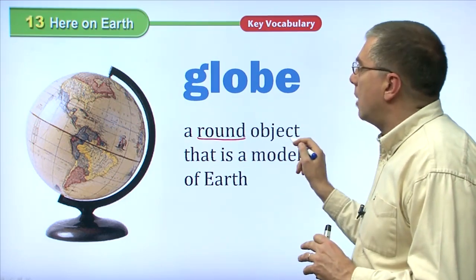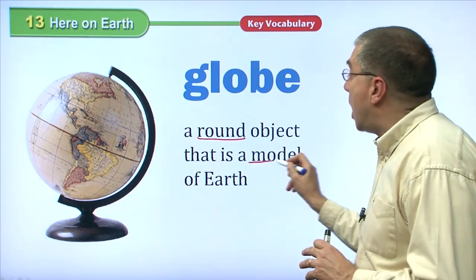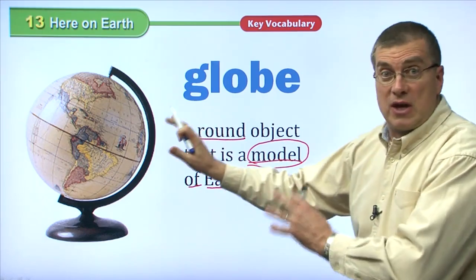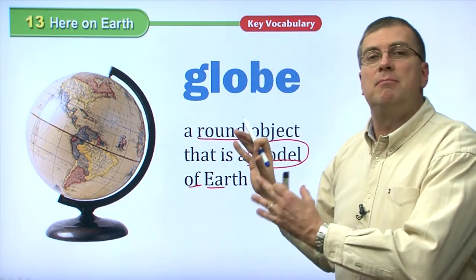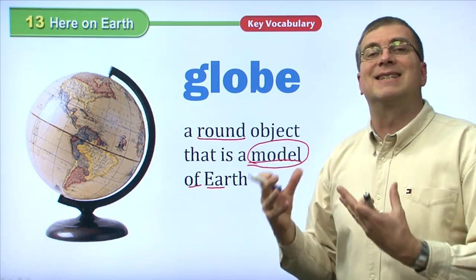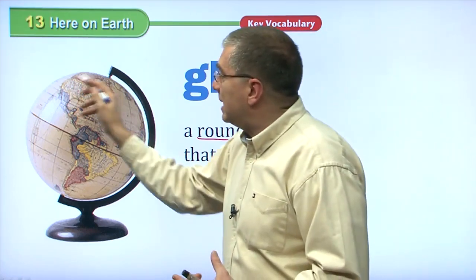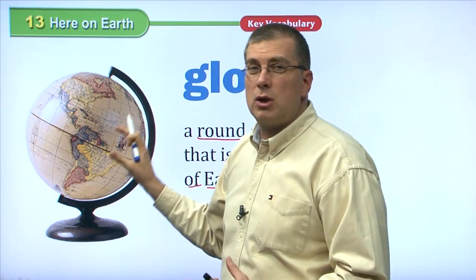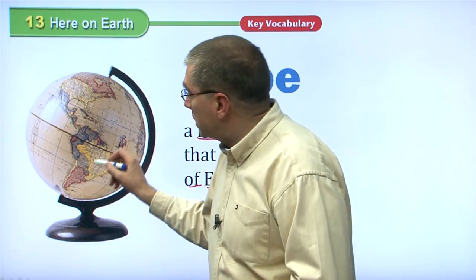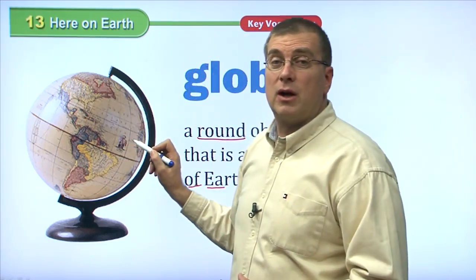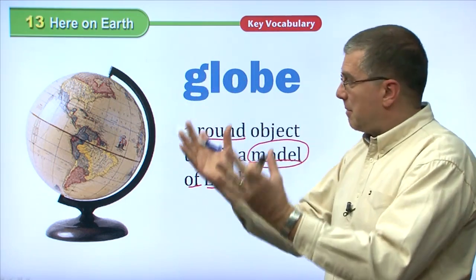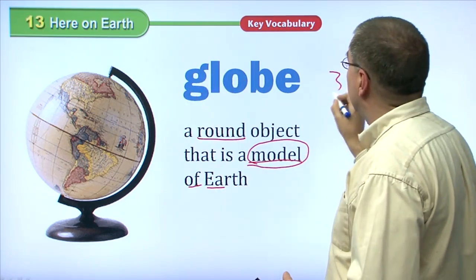It's a round object that is a model of Earth. It's a model. It's not the Earth, right? That'd be too big. It's a model of the Earth. We make it smaller. It is like a symbol of the Earth. And it is a model of the Earth, so it looks like the Earth, the way the Earth actually looks like. You can see the different parts of the Earth on the globe. It's like a map. But it's a map in 3D.